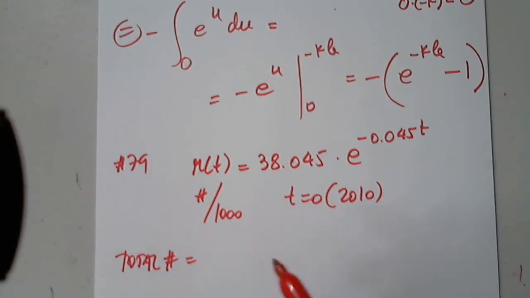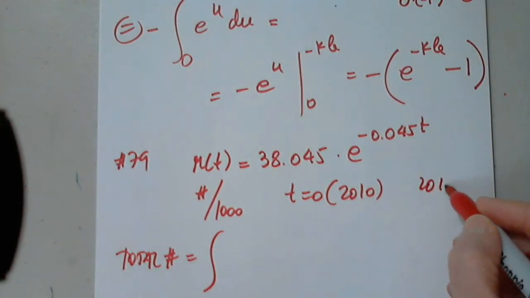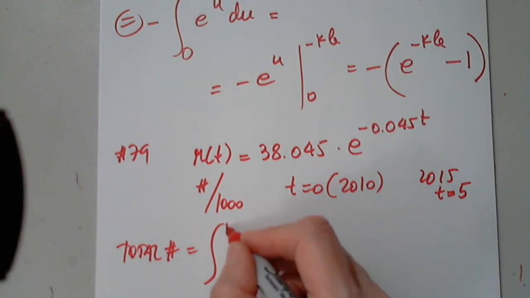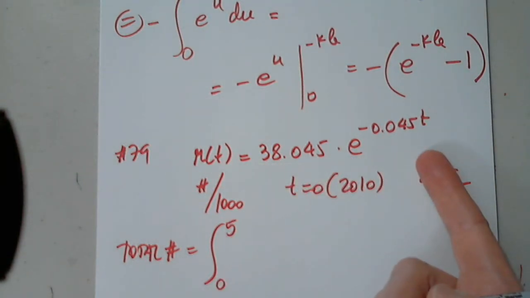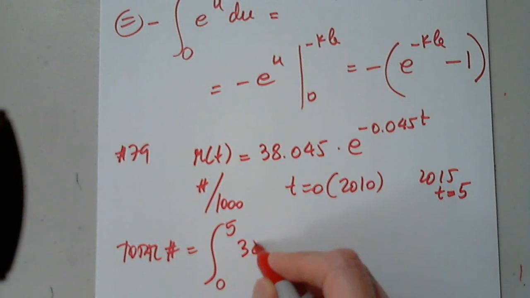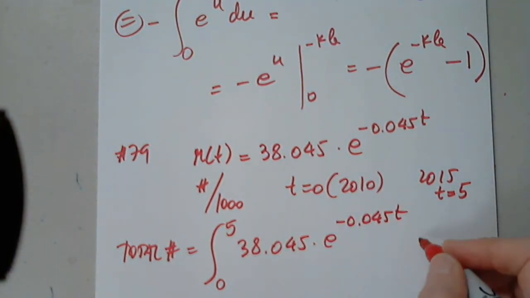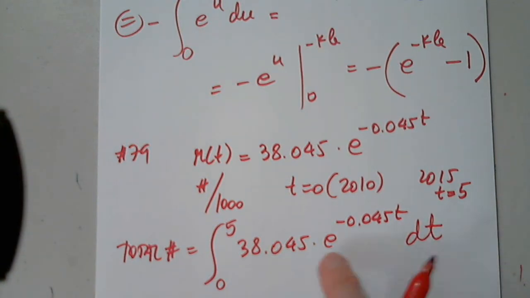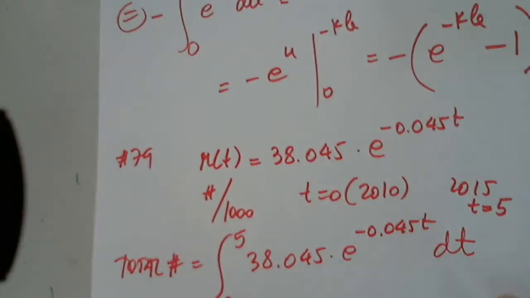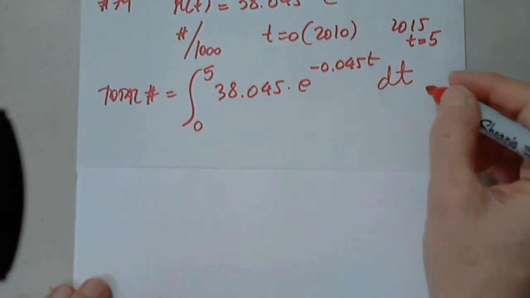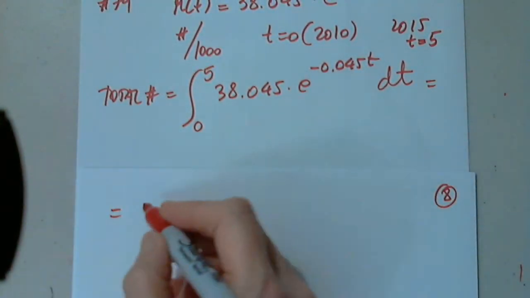So we know what to do. 2015 means t equals 5. So the integral from 0 to 5 of this ugly function, 38.045 times e to the -0.045t, of course, dt. The function is in t, I have to have dt. If the function is in x, I have to have dx. So it looked ugly and difficult, but it's not. So this number stays outside.